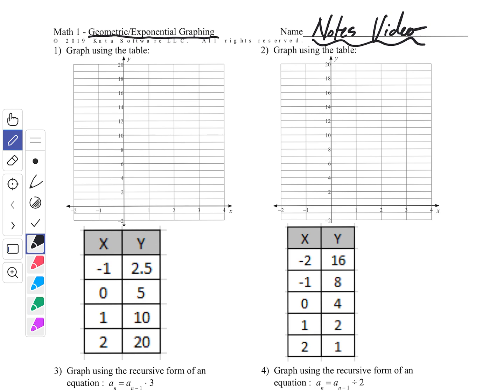Okay, so let's go. The first one, we're just graphing with a table. Each of these are points, right? So I'd go to -1 up to about 2.5, about right there. And 0, 5 would be right here, our second point. Then 1, 10, and finally 2, 20, okay?